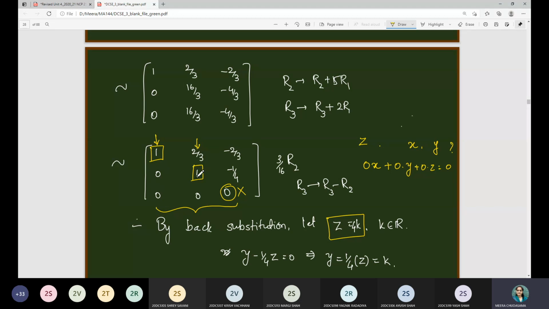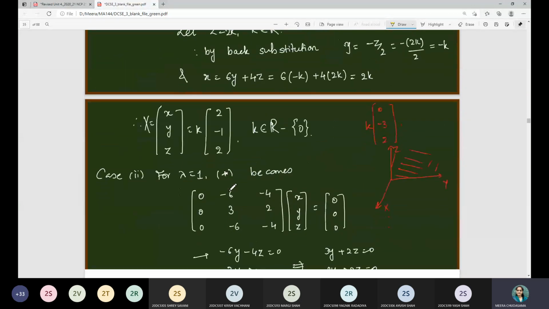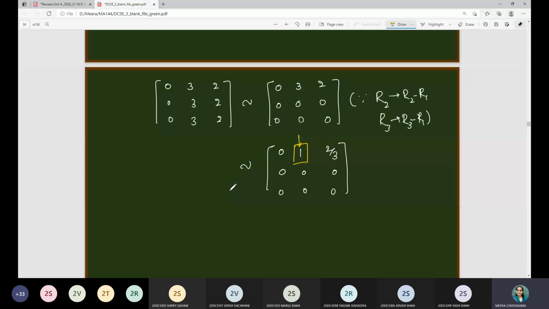क्योंकि यहाँ से आप लोगों को जो भी इक्वेशन मिलेगा फ्रॉम द बैक सब्स्टिट्यूशन, since because of these two leading ones, x and y variable will be depending variable on other variable, whereas here z corresponds to no leading one and therefore it will be the independent variable. Using this notion, now you will tell me in this case which are the independent variable and which are the dependent variable.